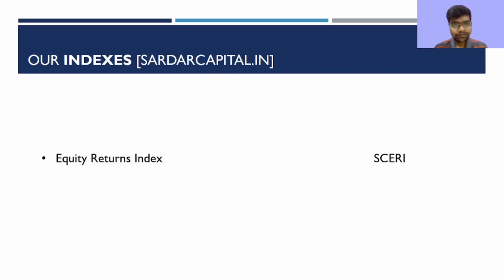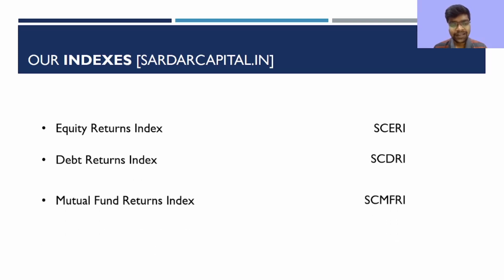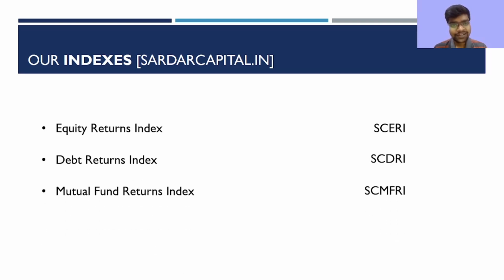And coming to the list of our indexes, first we have our focused index, which is equity returns index, or I like to call it scary. And I'm focusing most of my energy and attention into this index. And next we have debt returns index. Then we have mutual fund returns index for the mutual funds that I am distributing. And finally, we have total returns index, which keeps track of the entire portfolio as well as any other cost that the investor is bearing.